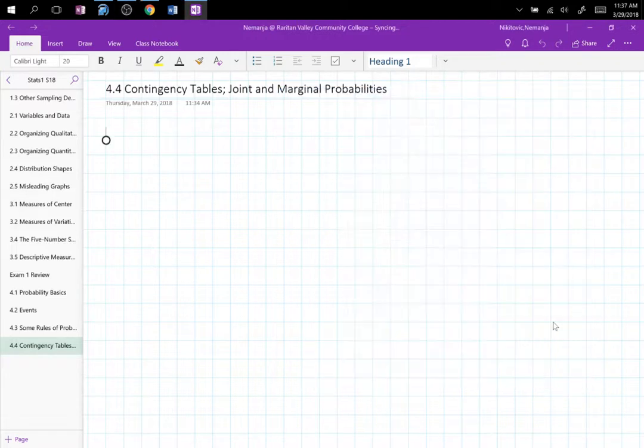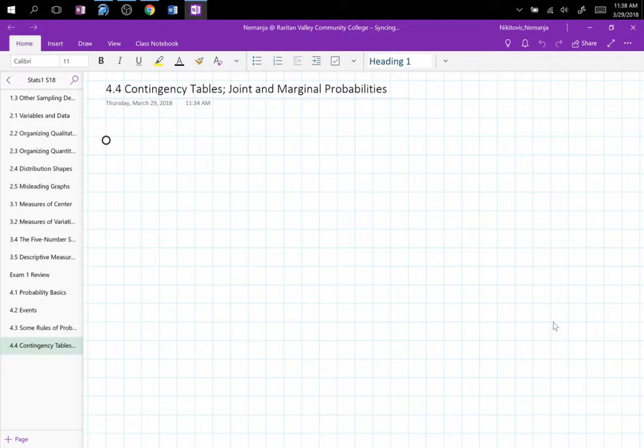Hello and welcome back to Stats1. So this is section 4.4. We are continuing our exploration of probability, and now we're going to take a look at what happens when we have multiple variables. We're going to use contingency tables and then take a look at joint and marginal probabilities.